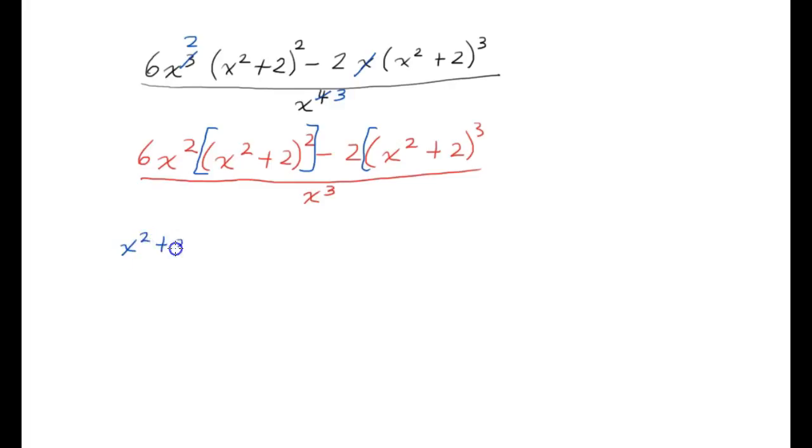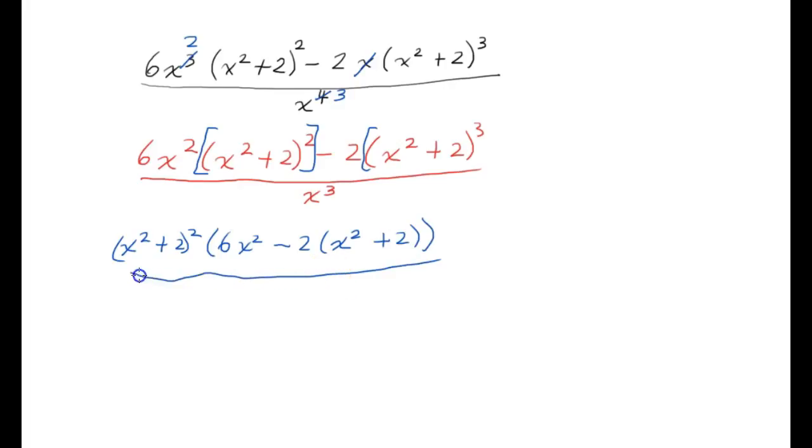X squared plus 2 quantity to the second power. What is that being multiplied by? It's being multiplied by a 6x squared. It's also being multiplied by a negative 2 times, remember, we have 3 of these x squared plus 2 factors, so we still have one left after we take out 2 of the factors. So we still have an x squared plus 2 there. Okay, and that is all still over x cubed.